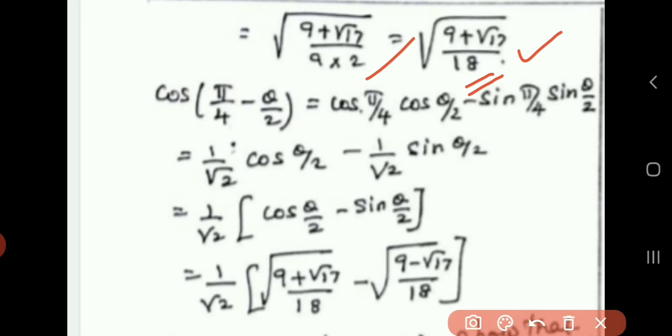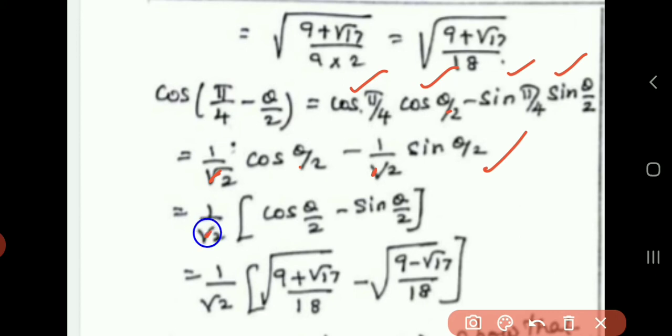And then we want to find the value of cos of pi by 4 minus theta by 2. This is in the form of cos of a minus b. Cos of a minus b equals cos a cos b minus sin a sin b. Now I want to substitute all the values here. Cos pi by 4, here 1 by 2 will be there. It's no mistake there. So 1 by 2 will be there.